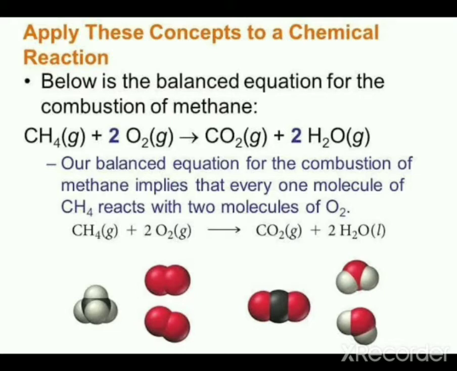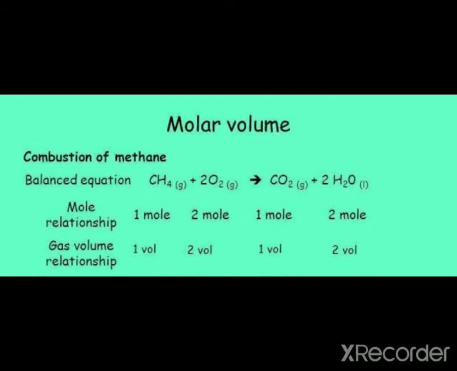The balanced equation is CH4 plus 2O2 gives CO2 plus 2H2O. Here, the coefficients 2 for oxygen and water are called stoichiometric coefficients. The coefficient of methane and carbon dioxide is 1. Let us see what information is available from the balanced chemical equation.